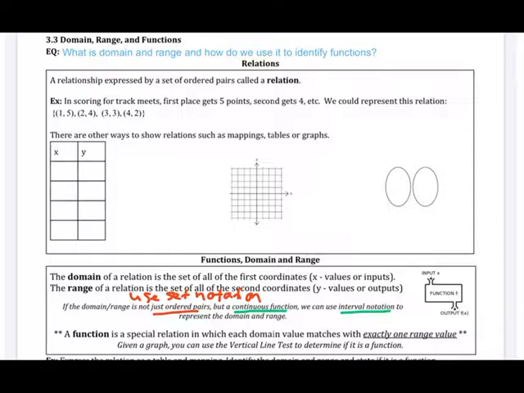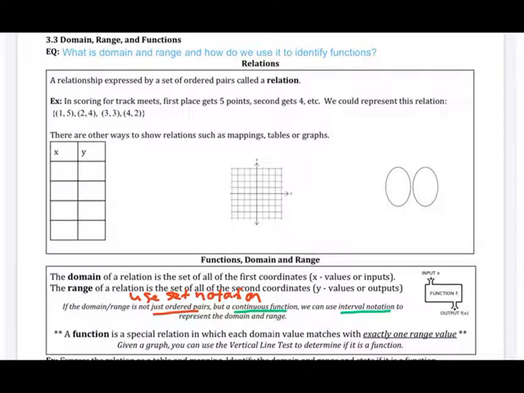So before we start talking about functions, we're going to talk about the idea of a relation. And a relation is just a set of ordered pairs, or a relationship between two things. There are relationships between boyfriend and girlfriend. There are relationships between peanut butter and jelly. There are relations all over in the real world. And in math, we're talking about relations between sets of points.